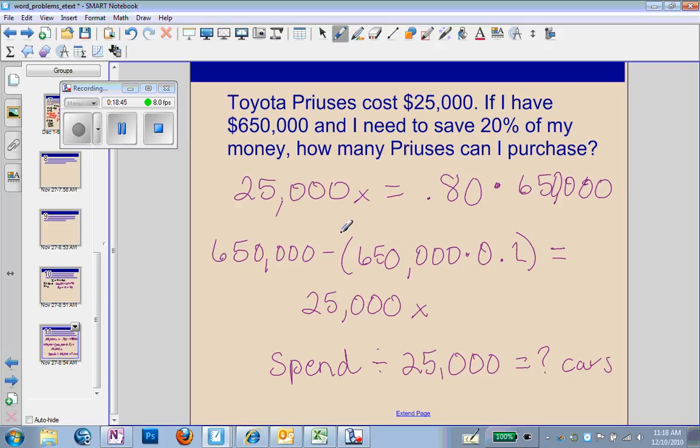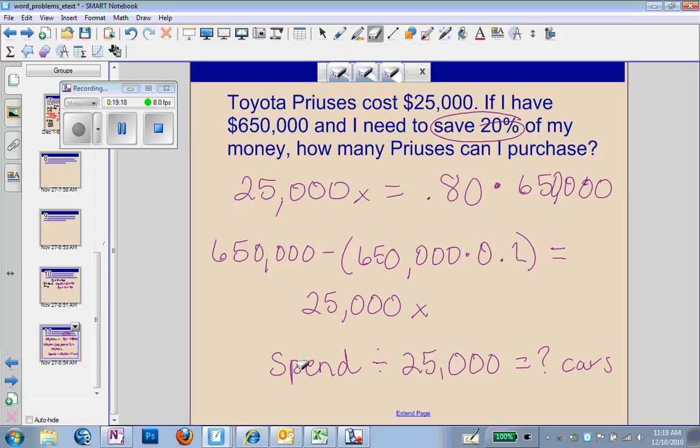So here we end up with 25,000x equals 80% of 650,000 because if I save 20%, that means I can spend 80%. So that's one way you could set it up. Another way you could set it up if you want to show every single piece of how you get everything is to say the amount that you have, which is $650,000, and subtract the amount that you have to save, $650,000 times 20%. And that's going to equal 25,000x. Either one of those would be just fine.